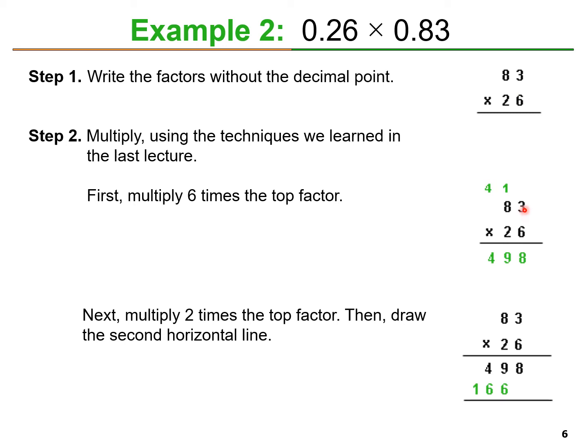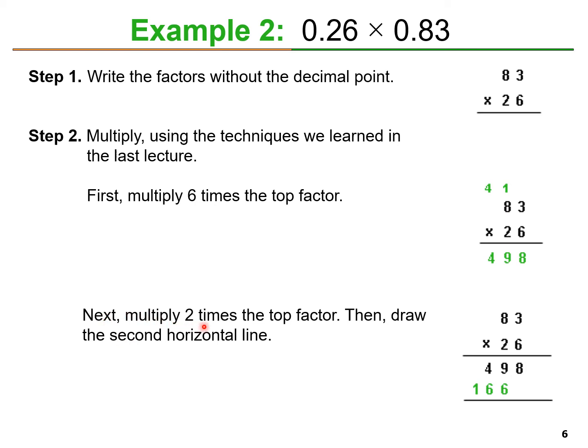6 times 3 is 18. Write down the 8 under the ones column and carry the 1. 6 times 8 is 48. 48 plus the 1 we carried from the last step gives us 49. Write the 9 in the tens place and carry the 4 over to the hundreds place. Okay, we're through multiplying with 6 because we multiplied it by the leftmost digit, which is 8.